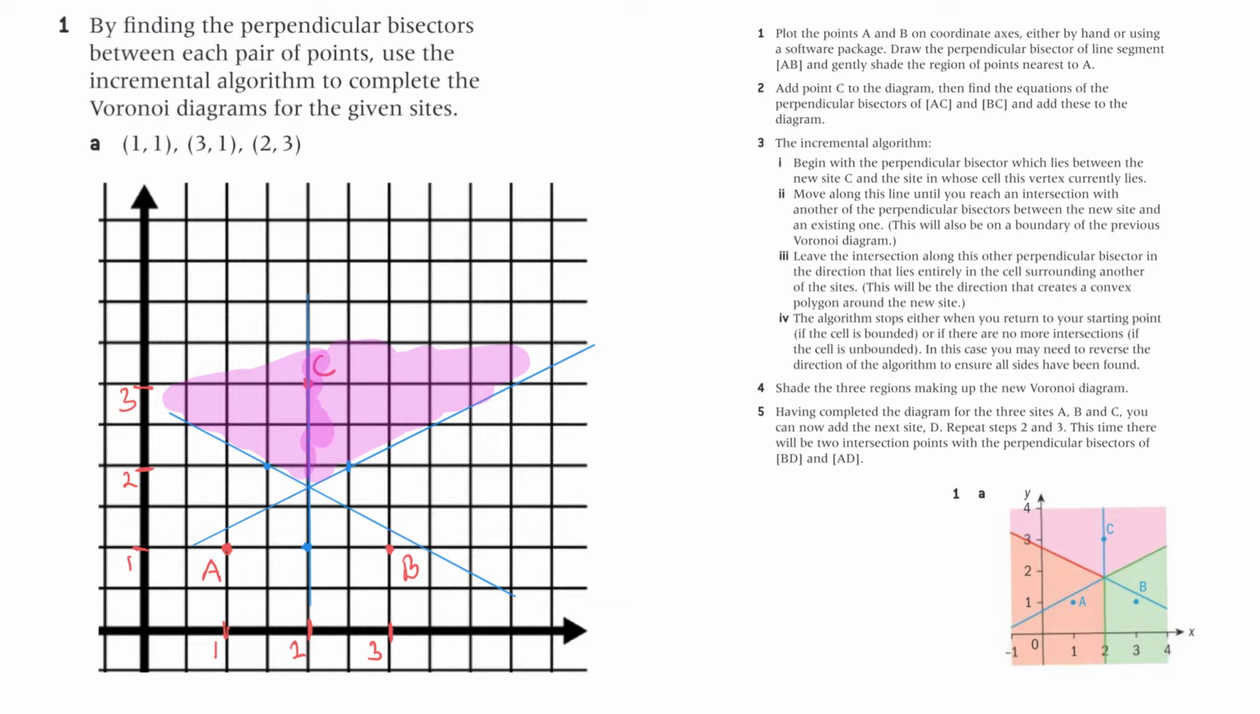And between this triangle here, this area here is closer to A than it is to C. So we're going to colour it green. And this area here is closer to A than it is to B, so that's also going to be green.